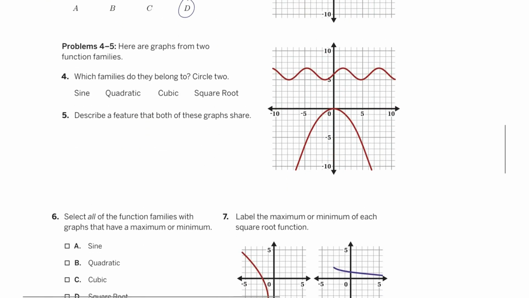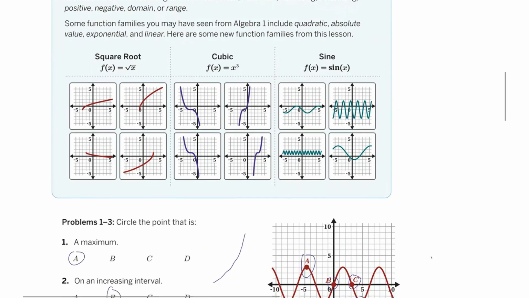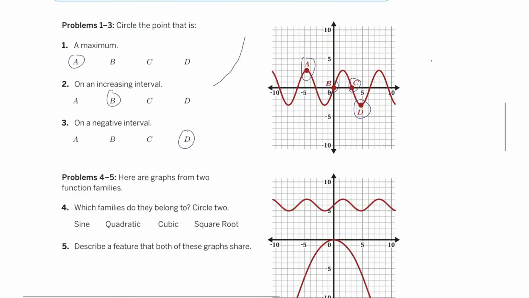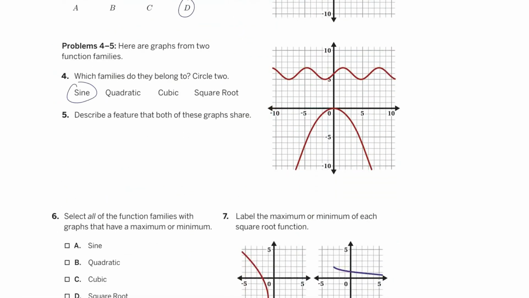Number 4 and 5 are talking about these two graphs of two different function families. Which families do they belong to? So the top one here, looking back at what we've seen before from Algebra 1, as well as these three newer ones, I can tell that the sine function is the one on the top, whereas the bottom one here is a quadratic. It looks like an upside down parabola.